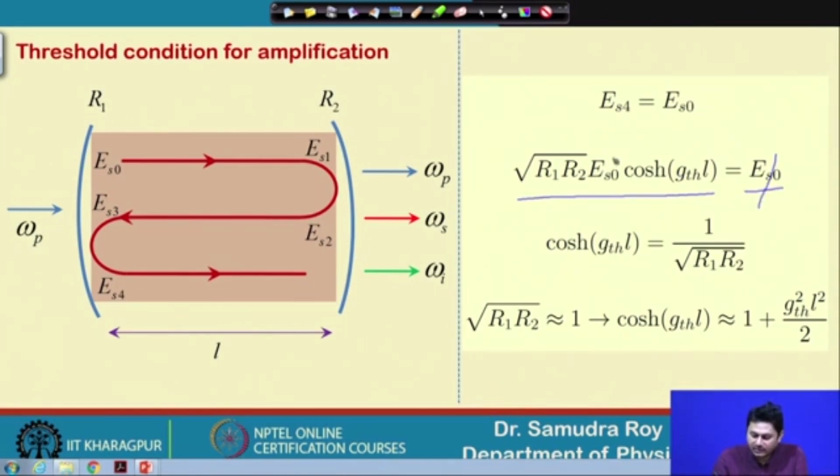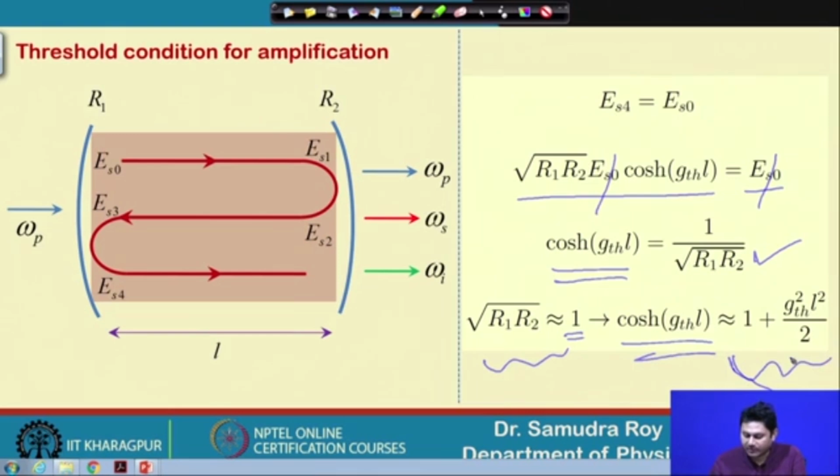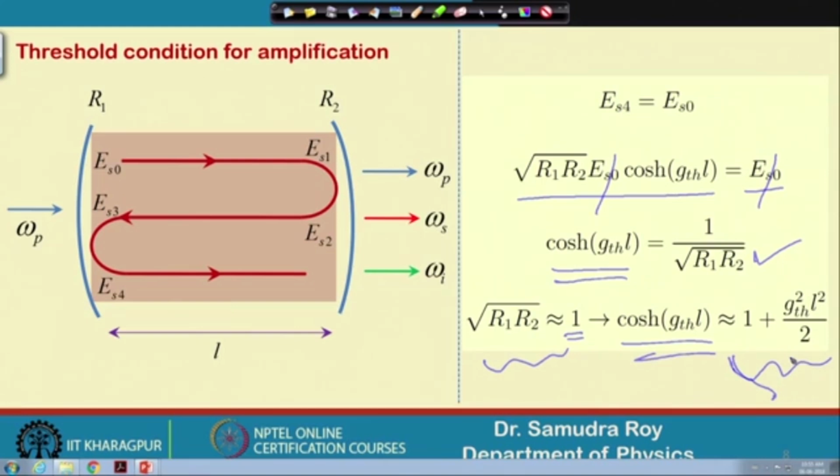Now, ES0 will cancel out. So, we have cosh of G threshold L is equal to 1 divided by root over of R1 and R2. Now, root over of R1 and R2 is the reflectivity, and reflectivity is very high and very near to 1. So, this quantity is very near to 1. If I expand this cosh term under this approximation, we have 1 plus G threshold squared L squared divided by 2. This is just the expansion with the condition that R1 and R2 are very high.